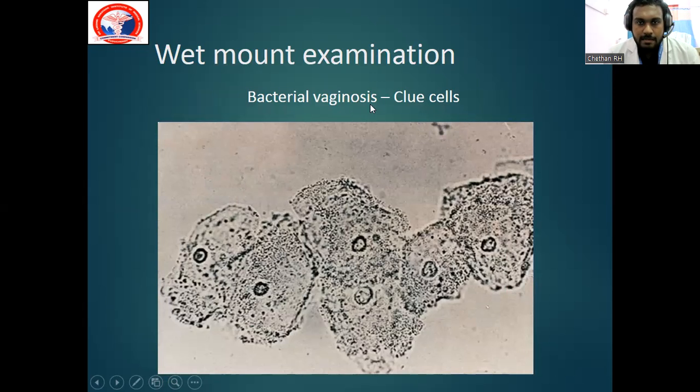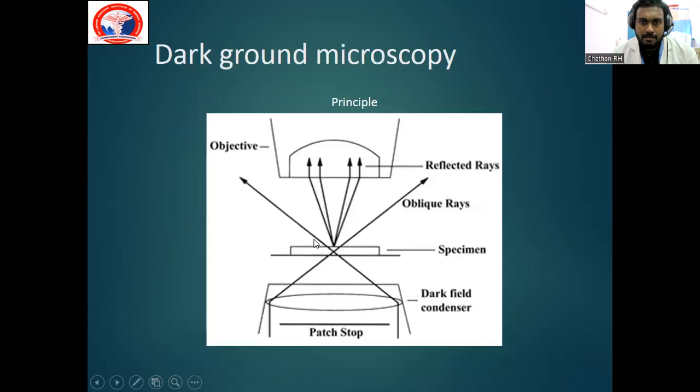You can see that these are the parasitic elements seen under wet mount examination. And in case of bacterial vaginosis, we will see clue cells. The clue cells are nothing but vaginal epithelial cells with multiple bacilli attached to them, called Gardnerella bacilli. These are the clue cells seen in bacterial vaginosis.